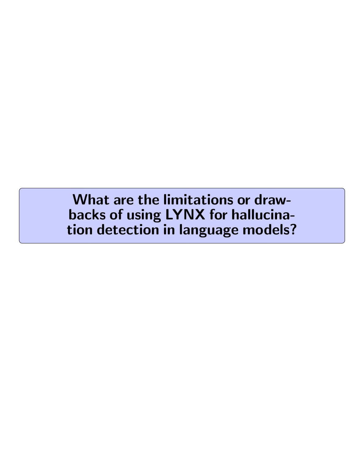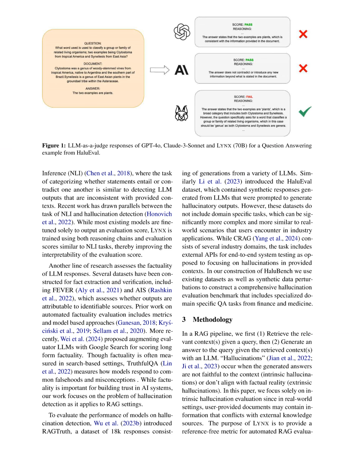What are the limitations or drawbacks of using Lynx for hallucination detection in language models? The limitations or drawbacks of using Lynx for hallucination detection in language models include the reliance on semantic perturbations to generate unfaithful answers, which may not capture the full spectrum of hallucinations that can occur in real-world scenarios. Additionally, Lynx focuses solely on intrinsic hallucination evaluation, neglecting extrinsic hallucinations that do not align with factual reality.